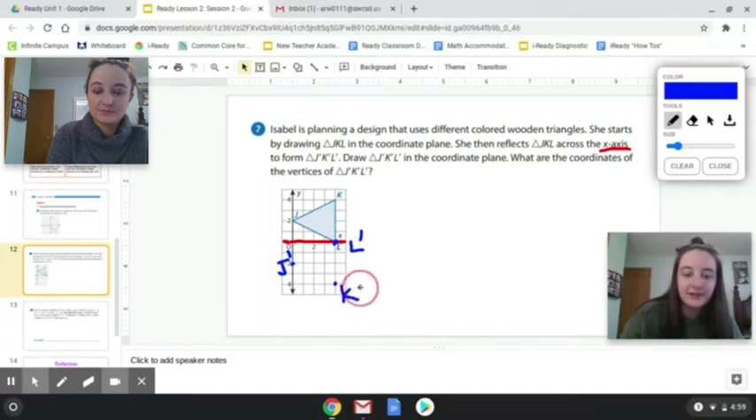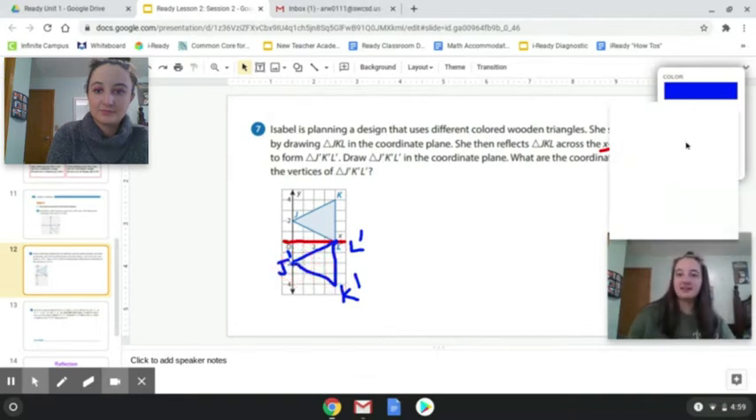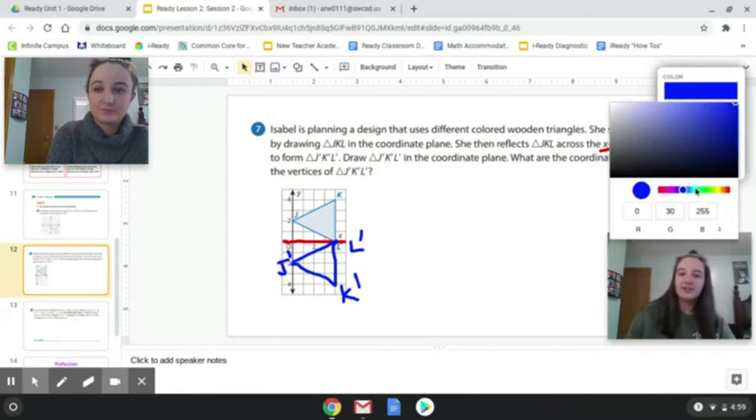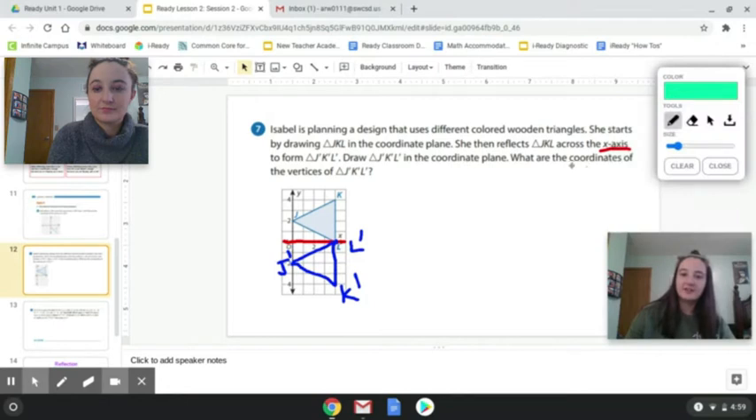And then finally we just connect the dots to form the triangle. So there's our reflected image. And now it's asking for what the coordinates are for our new figure here. So we can see that our J prime is equal to 0, -2. We always have our x value first.